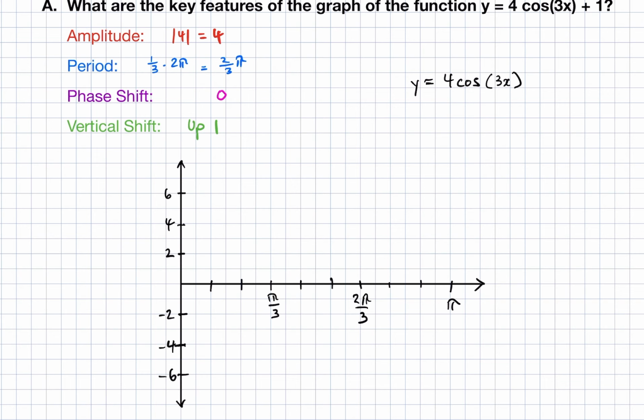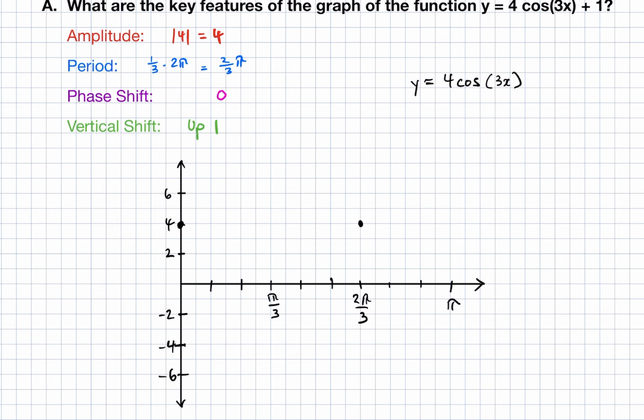Okay, so let's go ahead and start with the graph. So it starts at 4, at 0, 4, or 4 on the y-axis, okay? And we also know that our period is 2/3 pi, okay? So that means 1 full cycle is going to land over here. So we know that it's going to come back to 4 at 2/3 pi.